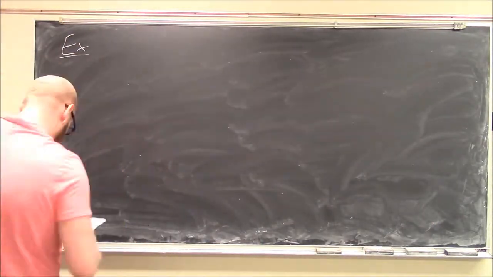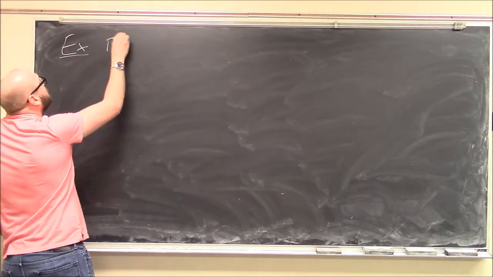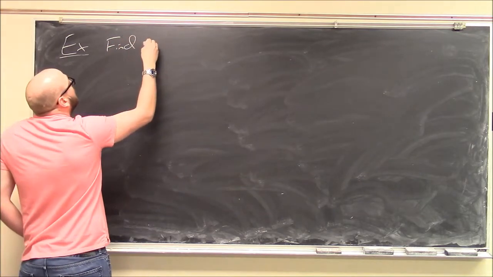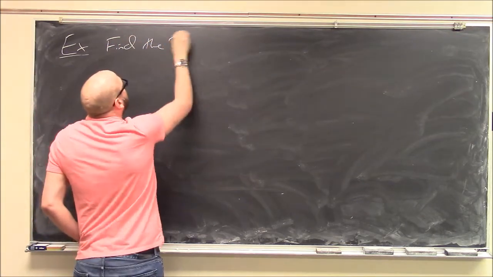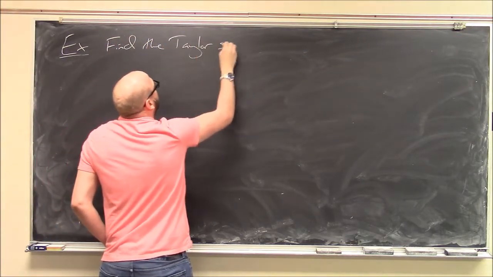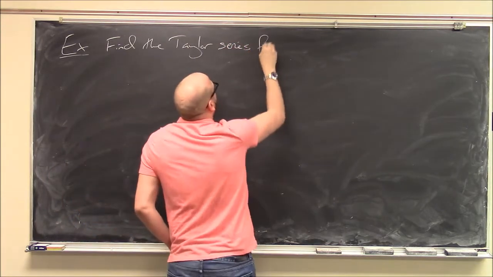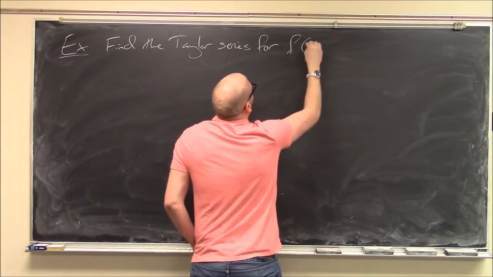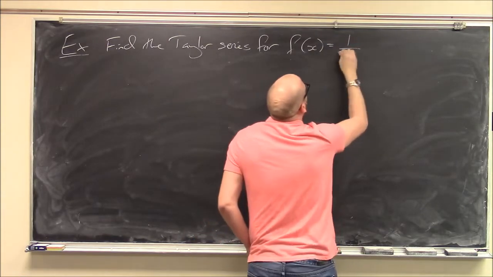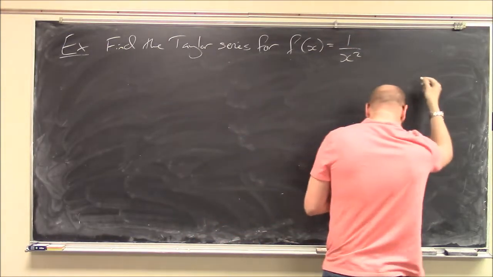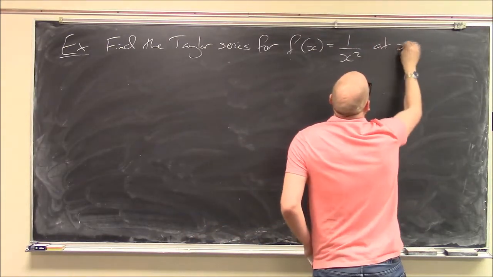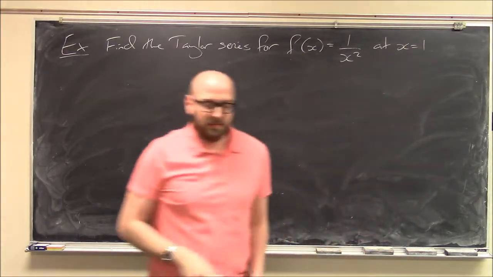All right, we'll do another one. Find the Taylor series for f of x equals 1 over x squared at x equals 1.